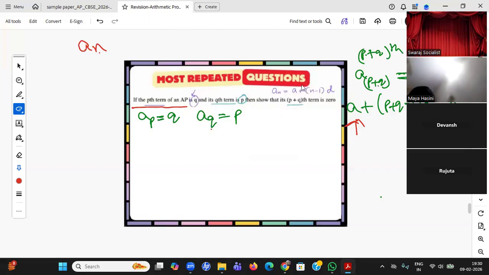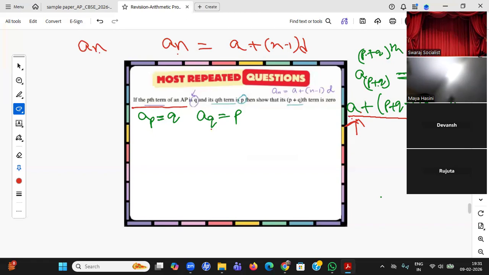He is asking for the p plus qth term. If the nth term is A of n, the p plus qth term will be A of p plus q, and I need to prove it equals 0. The A of n formula is a plus n minus 1 into d. In place of n, I keep p plus q, so it is a plus p plus q minus 1 into d, equal to 0.